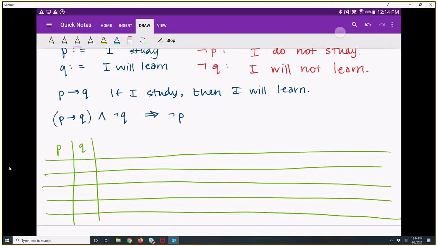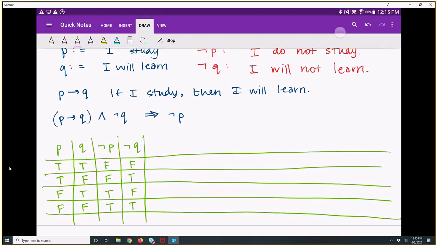And as always, I'll put true, true, false, false in the P column, then true, false in the Q column. I'm going to put not P and not Q because I know that I'm going to want these, and they are going to come up later. So not P is false, false, true, true, and not Q is false, true, false, true.